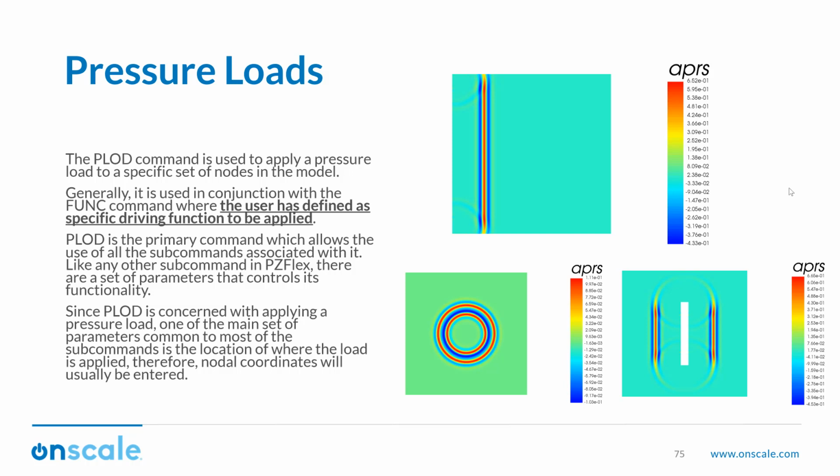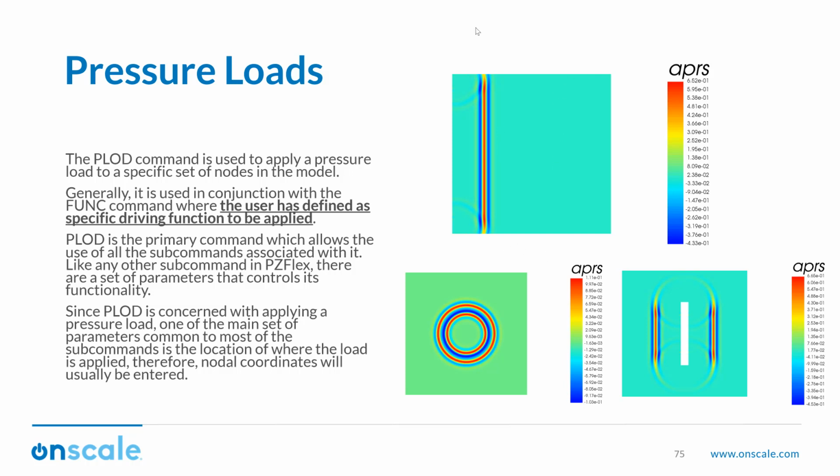So pressure loads in Onscale Analyst can be simple, but they can also be complex depending on what kind of shape you want to apply the pressure to. The first thing you need to know is that to command the pressure loads, you'll have to use the PLOAD commands. The PLOAD commands can be used to assign a pressure to a specific set of nodes according to various orientations and shapes.